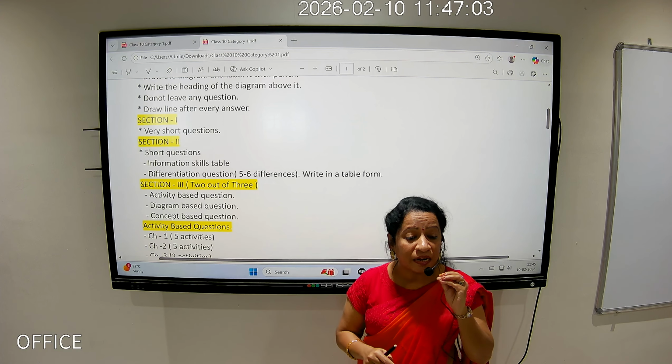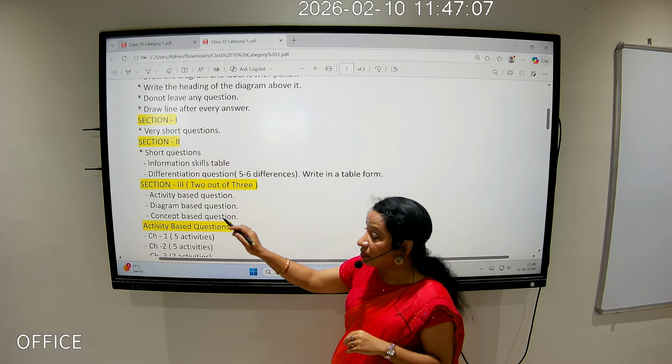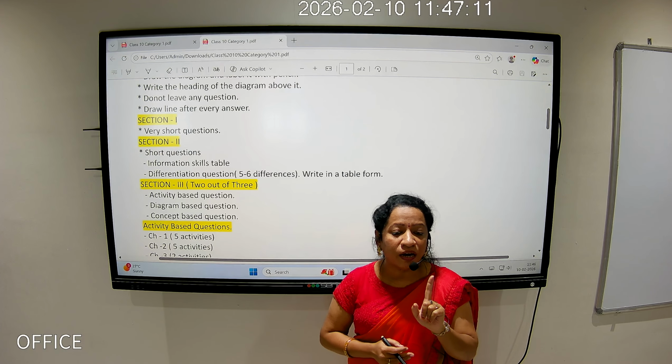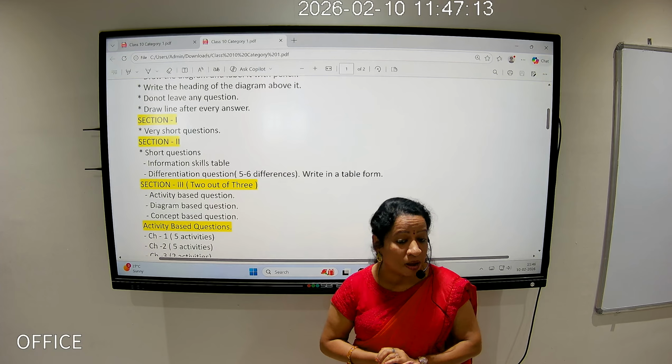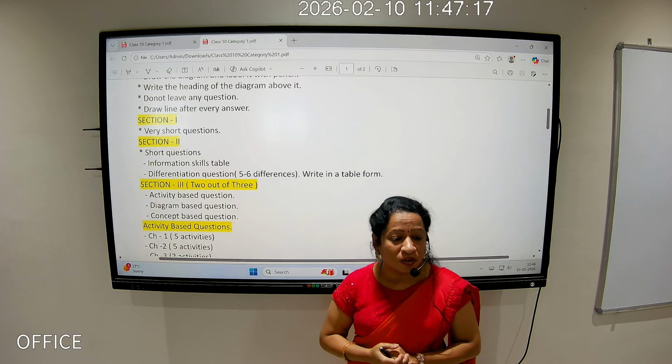Where you can get 6 marks very easily. Okay. The next one is a diagram based question. Definitely one diagram will be asked for 6 marks. Okay. The last is concept based question.